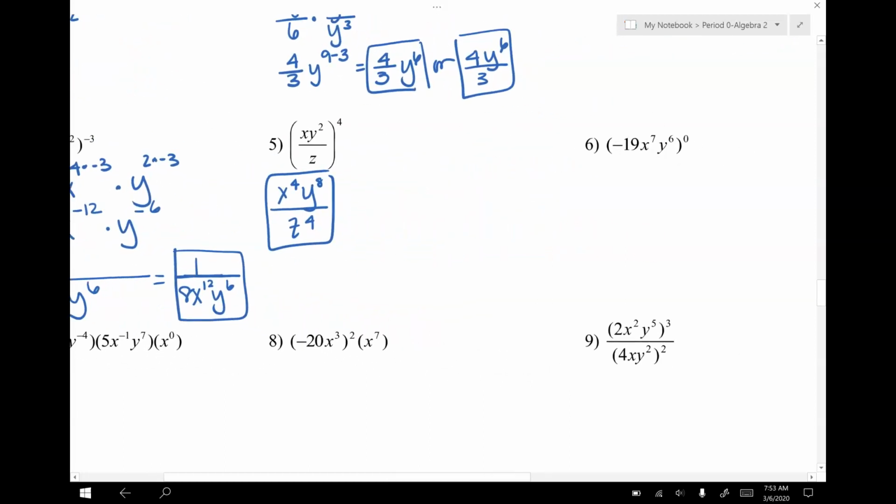Okay. I want you to take a moment and look at number 6. -19, x to the 7th, y to the 6th, all of it in quantity, and all of it's being raised to what? 0. So what should we do? Any number, any variable that's raised to 0 power is always 1. Doesn't matter how ugly it looks. Okay.